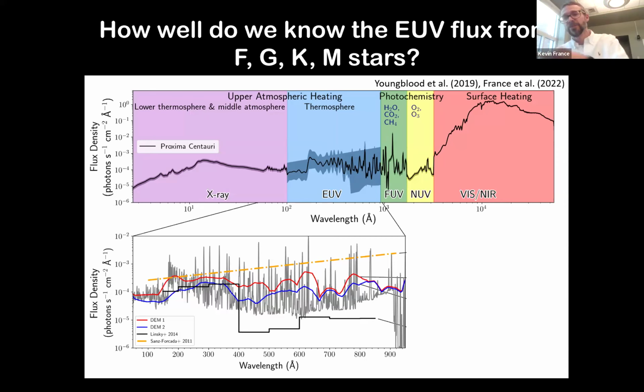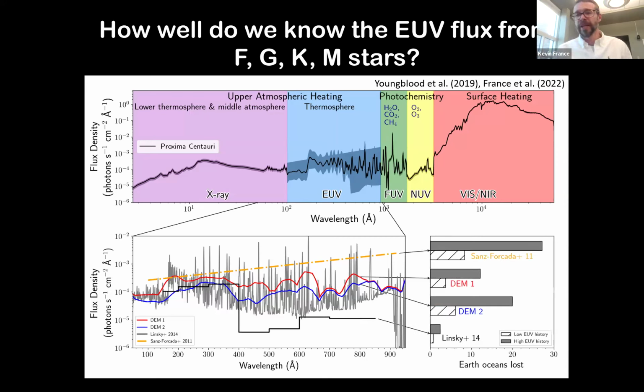So if we propagate those forward in a simple one-dimensional mass loss calculation, we can see that if we use this really aggressive EUV flux that's based on X-rays, we could be losing maybe tens of Earth oceans of atmosphere over the course of 4.5 billion years.